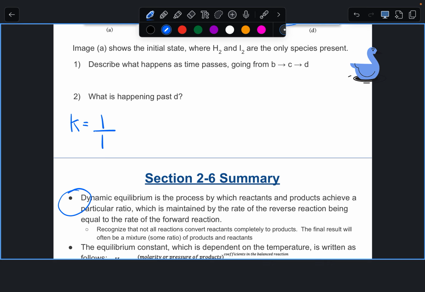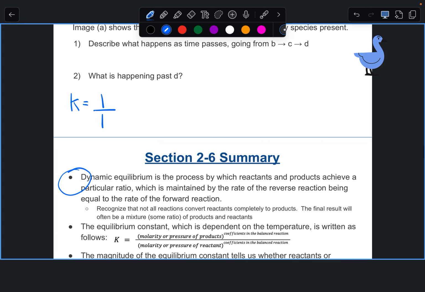The way we're going to express K, which is written right here, is products over reactants. I'll get into the molarity and pressure thing in a second. The number that's listed is going to be the ratio of products on top over the reactants. I'll give you a little more detail in a second, but for right now, I just want to say it's products over reactants.